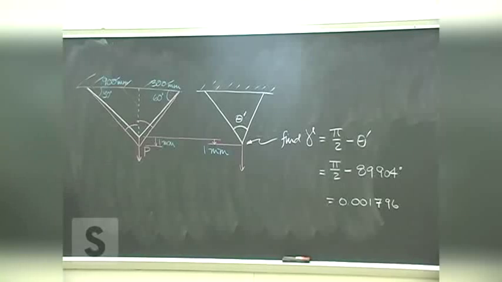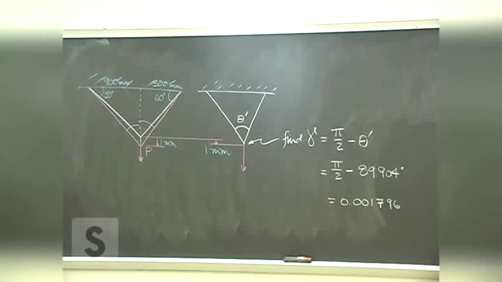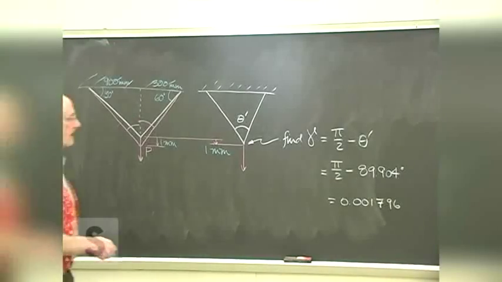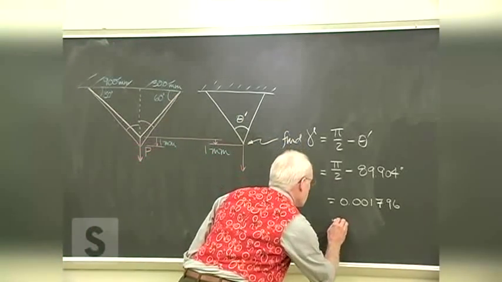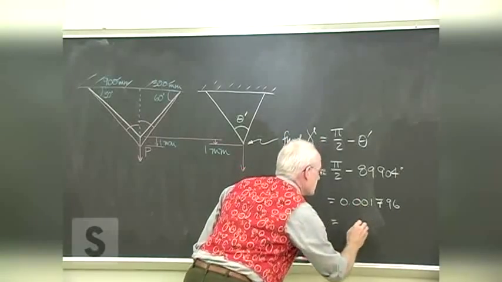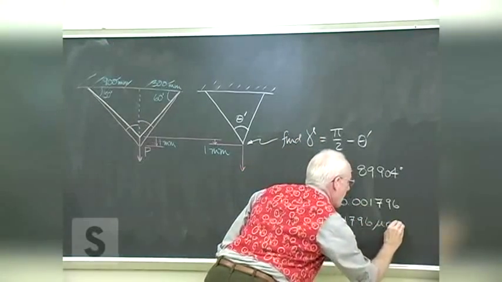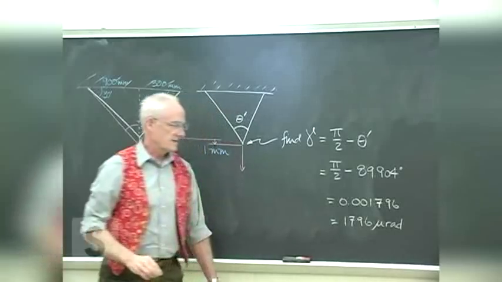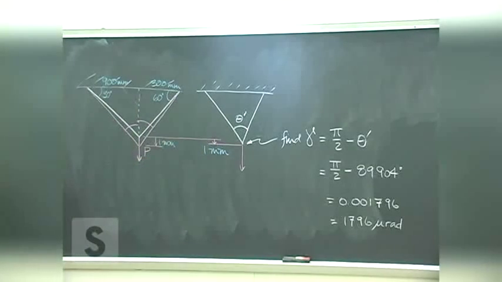Is that about right, Phil? That's in radians, or radians over 6 places. And we get something like 1796 microradians. Phil, about like that? Okay, Joey? Not yet.